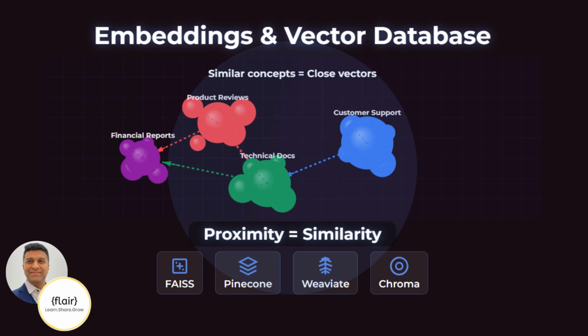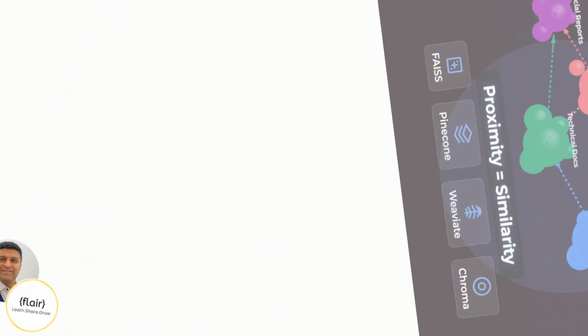These embeddings are stored in a vector database. Common systems include FAISS for local setups, Pinecone and Weaviate for cloud deployments, and Chroma for lighter applications. They are optimized for fast similarity search using algorithms like HNSW or IVF.